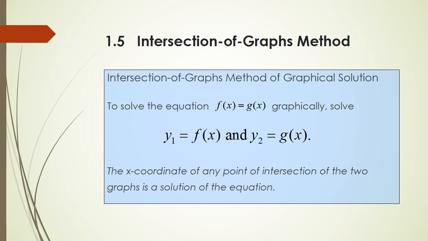Okay, the intersection of graphs method of graphical solution. This just explains what we just did. You take the f of x and g of x, you set one to be y1, the other to be y2. The x coordinate is the solution. Now that's key. You need to give the x coordinate because the question is, what is x that makes this true?